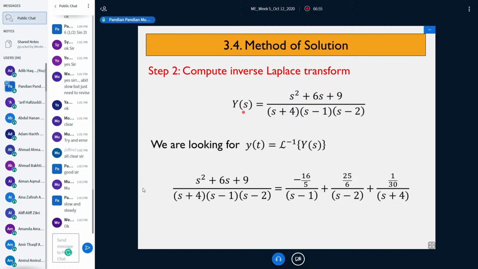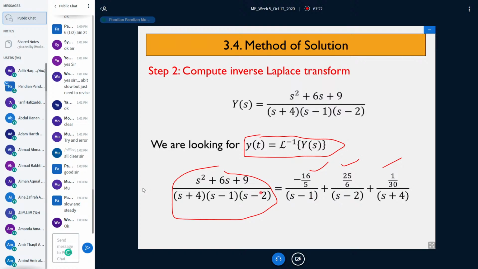y(t) is the inverse Laplace of Y(s). So, you have to write this term: a over s minus 1 plus b over s minus 2 plus c over s plus 4. Now, this a, b, c, they already found. How did they find them? Using the partial fraction. It was not shown here.